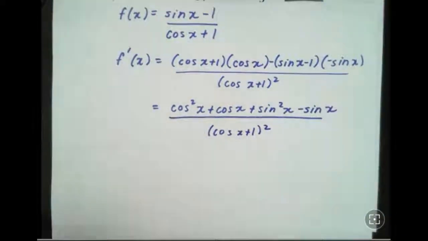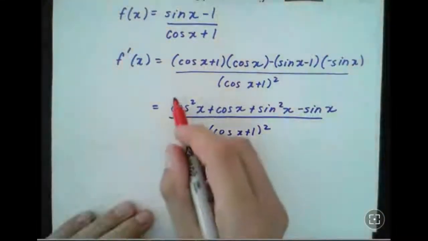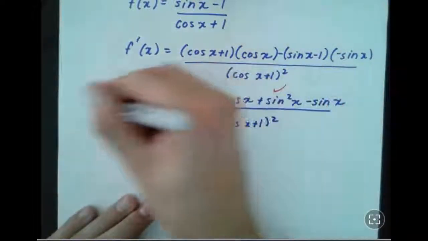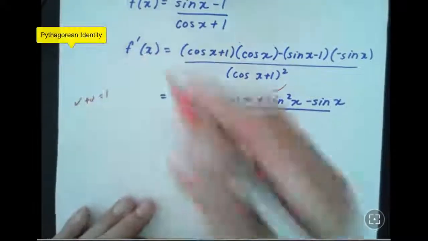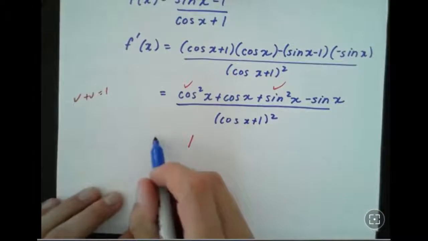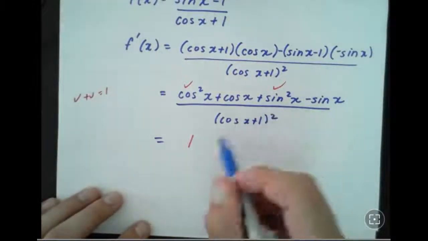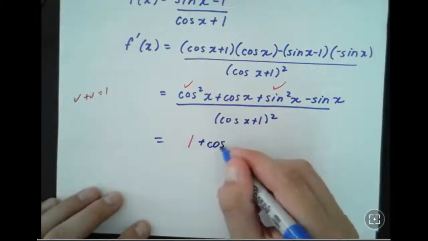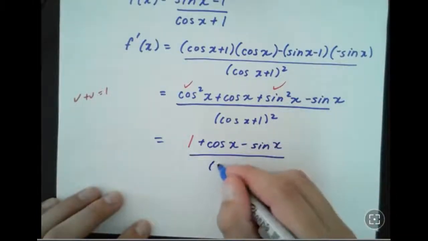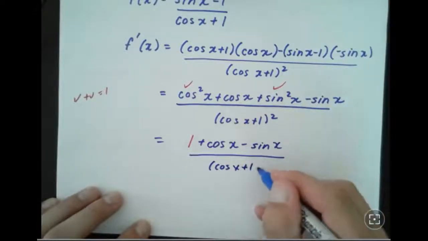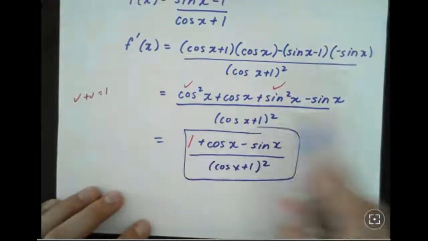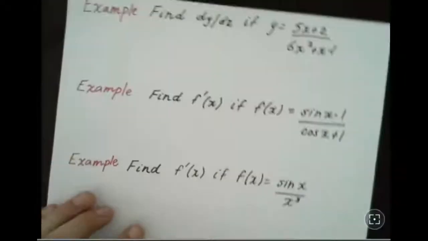Not done yet. What? You're not done? Look, here and here, if you add those together, well, that's just 1. So cosine squared plus sine squared of x equals 1. So this is all going to equal, so this term and this term are gone, 1 plus cosine of x minus sine of x, all divided by cosine of x plus 1 squared. Okay? Example number 2 done. And we're at 6 minutes long video.